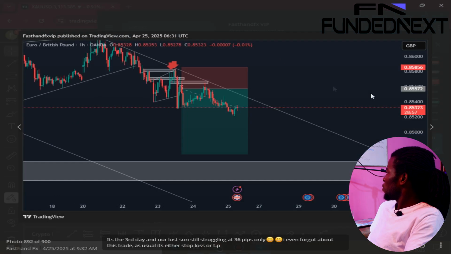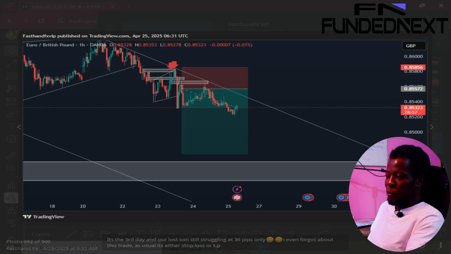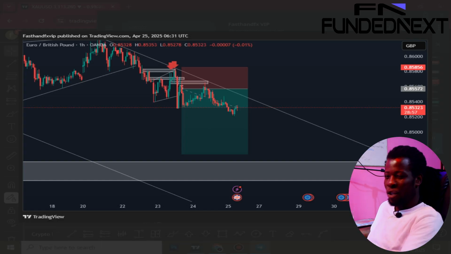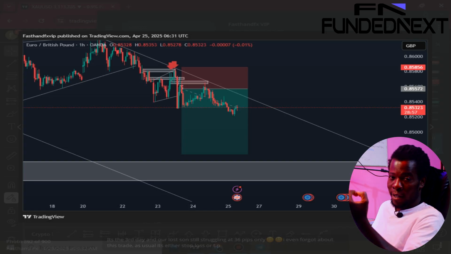Right here, this was the third day and Euro GBP is still boring, so slow. And I'm like, okay, this is the third day and our low is still struggling at 36 pips only. I even forgot about this trade. As usual, it's either stop loss or take profit. Guys, that's my policy. It's either the market hits my stop loss or hits my take profit. So let the market do its thing, right? So imagine 3 days holding only to be floating 36 pips.